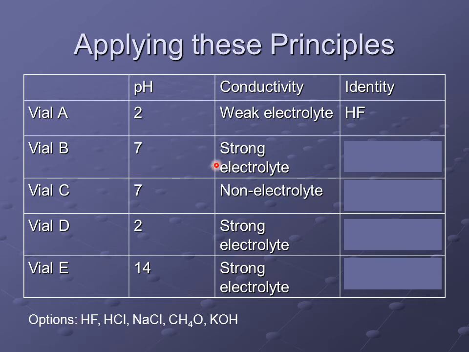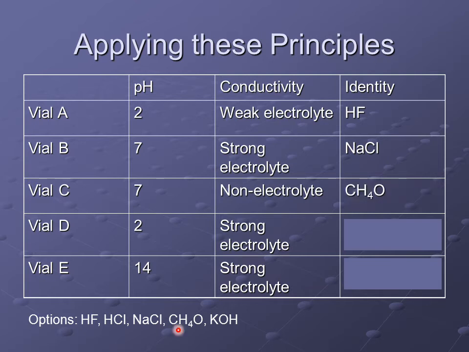Vial B has a neutral pH, and it is a strong electrolyte. So our strong electrolytes are hydrochloric acid, sodium chloride, and potassium hydroxide. Now, hydrochloric acid would have an acidic pH, and potassium hydroxide would have a basic pH. The only strong electrolyte with a neutral pH is sodium chloride. So vial B is what you want to go for. Vial C is a non-electrolyte with pH 7. The only non-electrolyte on the list is methanol. And so vial C has to be methanol.